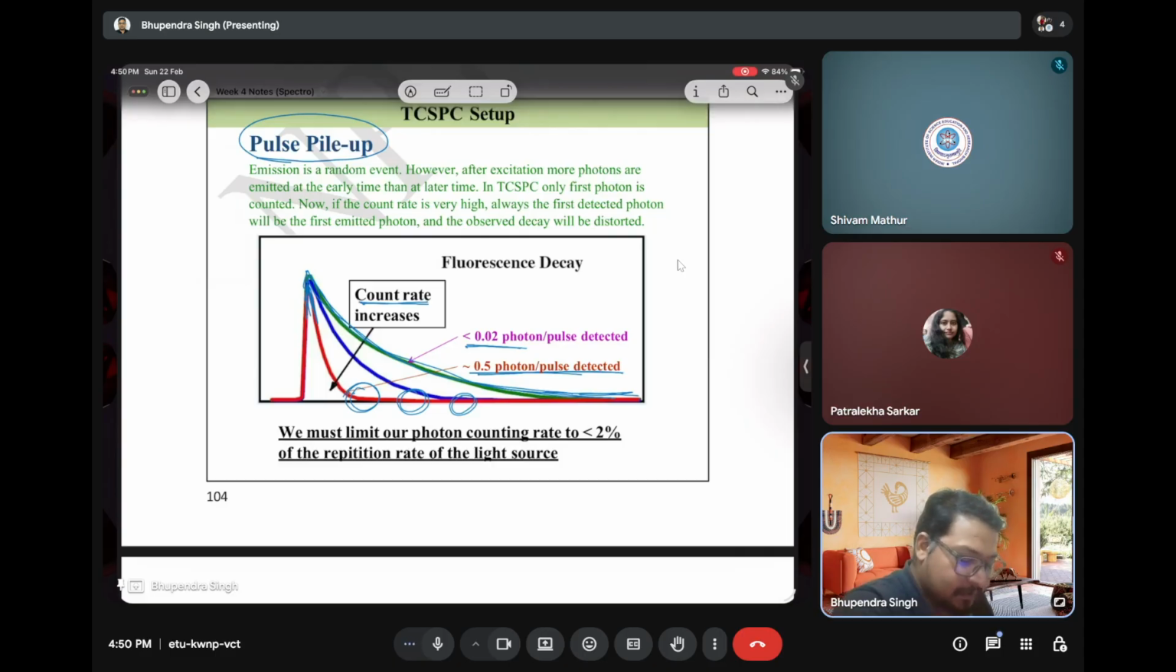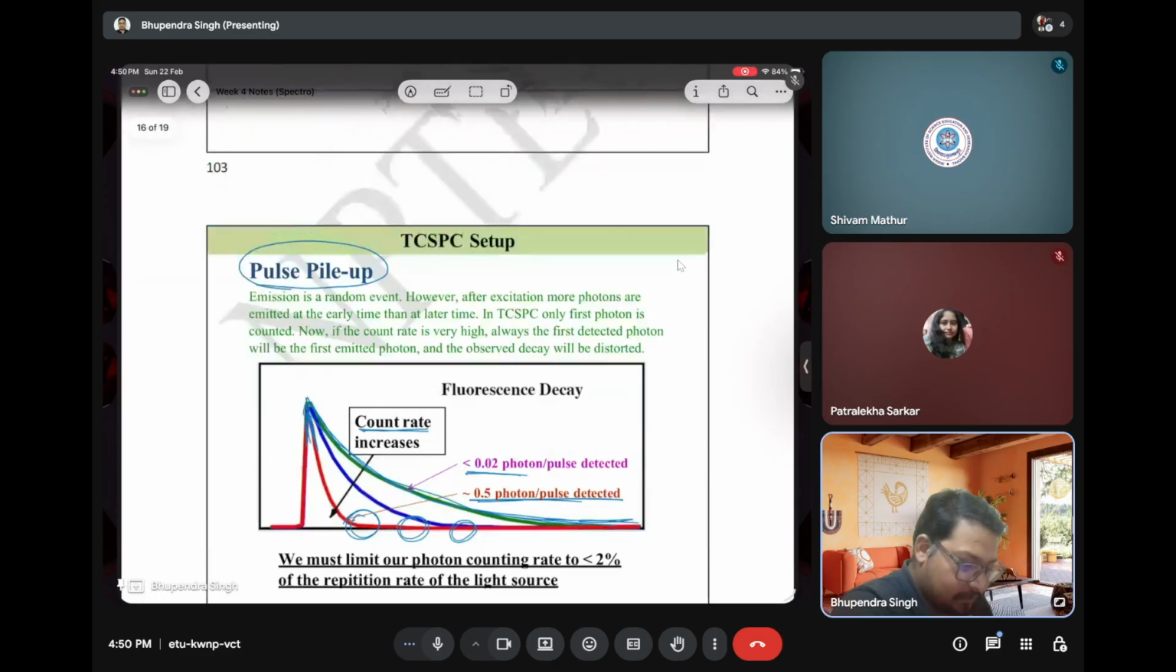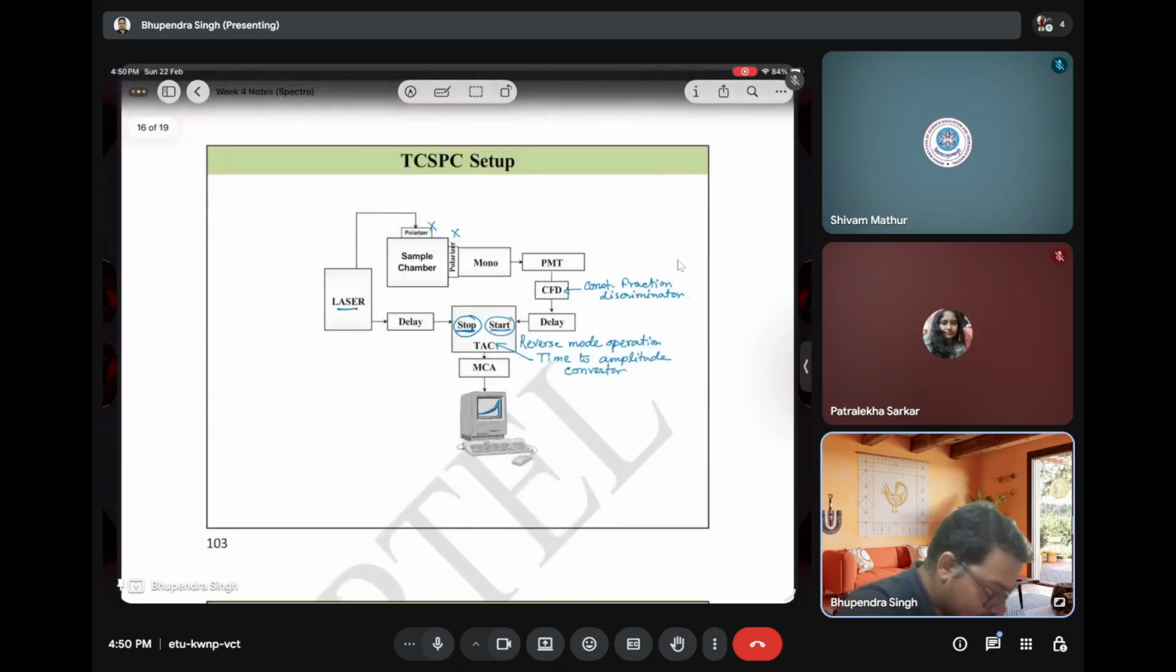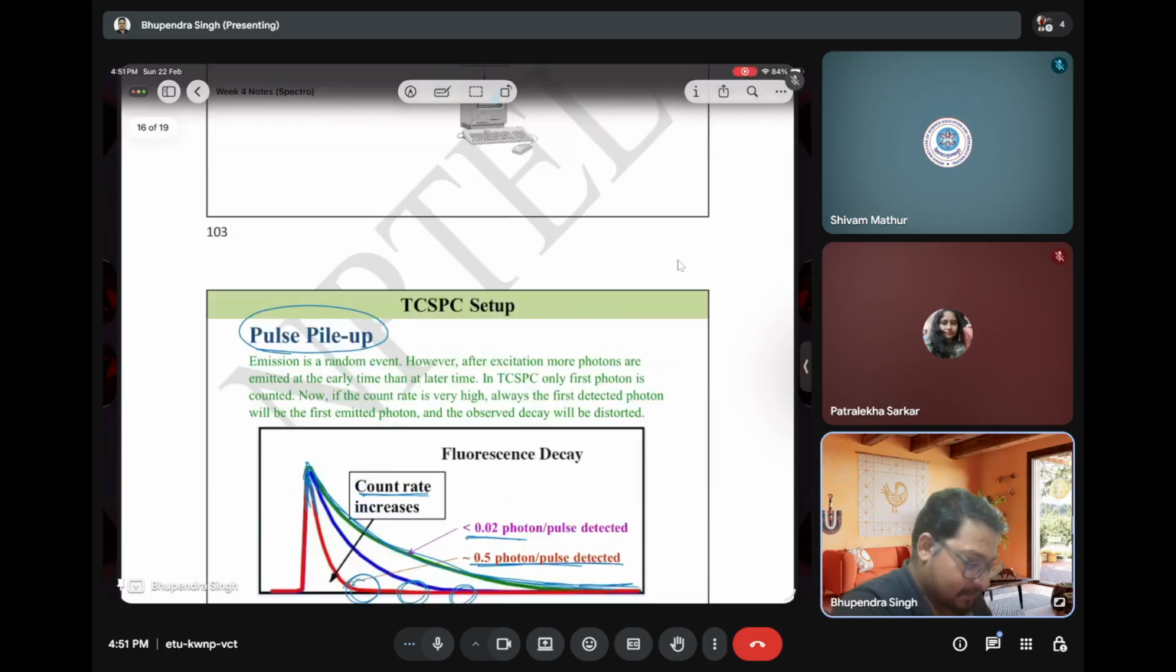What does it mean? In the TCSPC instrument, let's say this is your sample chamber. At this position, if your sample is getting excited, it is not necessary that the first emitted photon from this sample is going to be detected by the PMT. It can go this side or anywhere. So it is not true that your first detected photon is the first emitted photon. That is why it is written here.